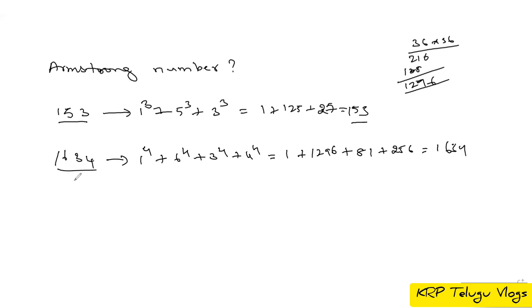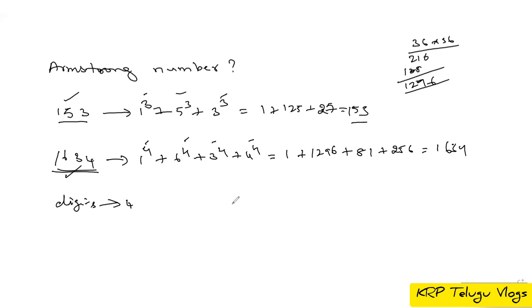Is that clear? If there are 4 digits, you have to do power 4 for all the digits. If it is 3 digits, you have to do power 3 for all the digits. So first we have to find the total number of digits. Here the number of digits is 4. Now we will extract the digits one by one.